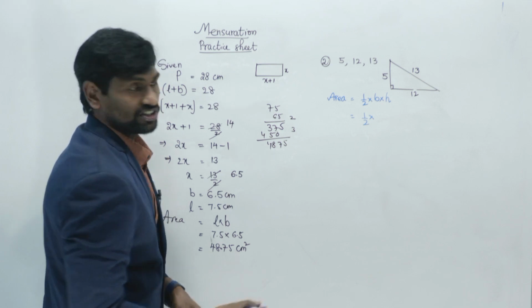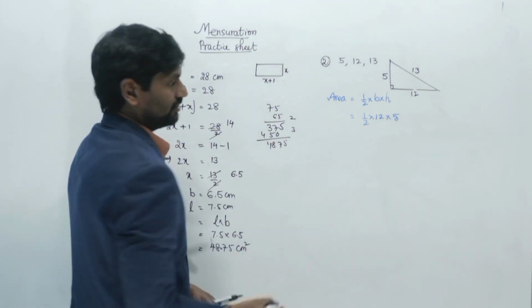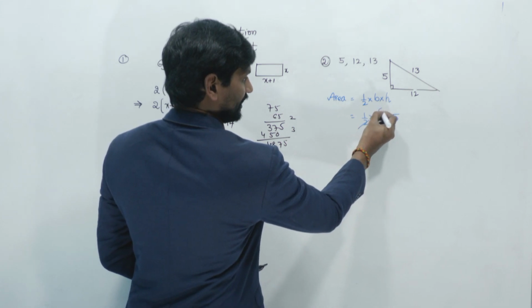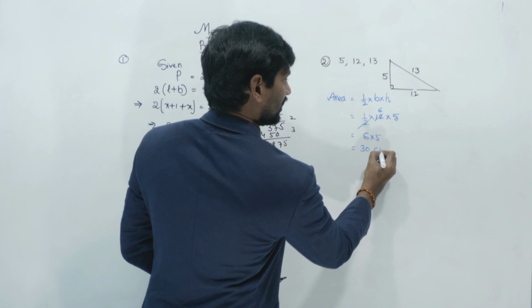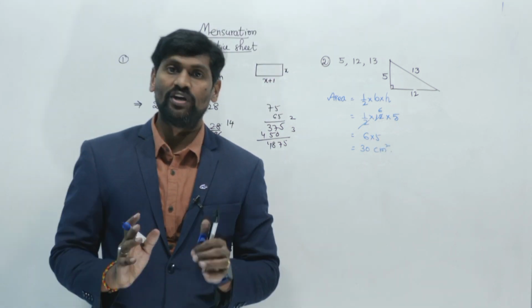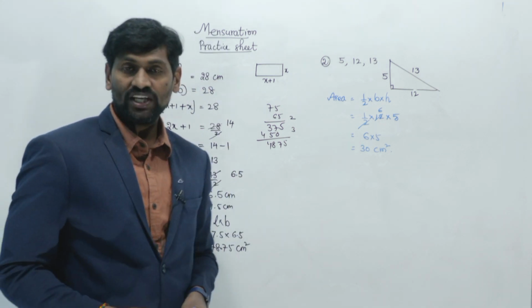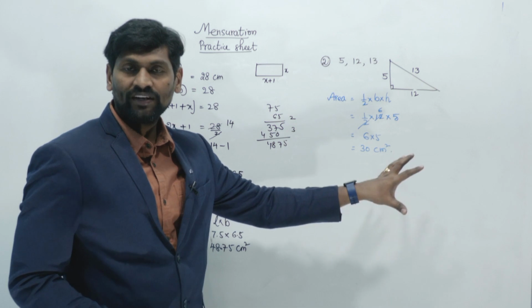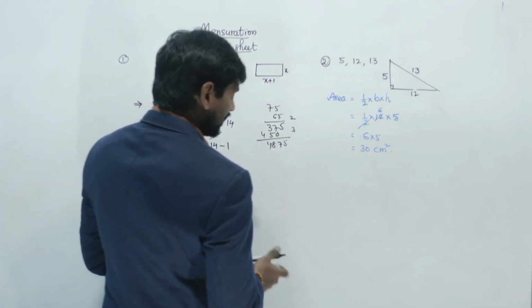So base, how much? 12. Height is 5. So 2 table in 12 is 6 times. So 6 5s are 30 centimeters square, because area is always measured in square units. Okay now? Right. So let us go to the next problem. Have you understood this one? Very good. Let us go to the third.